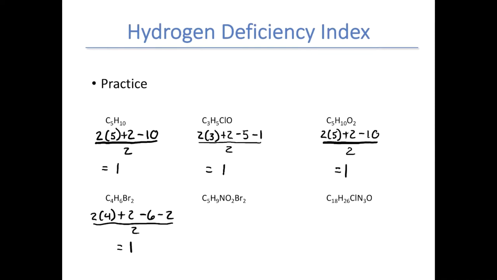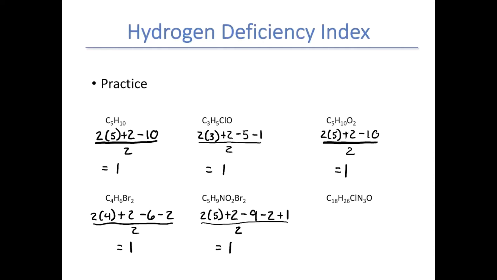And then looking at our fifth example, we have C5H9NO2Br2. Now this contains all of our possible heteroatoms. It contains a nitrogen, an oxygen, and a halogen. So we still do our calculation the exact same. So we have 2 times 5 for a number of carbons, plus 2. Subtract your number of hydrogens, subtract your number of halogens, and don't forget to add the number of nitrogens. It's a common mistake for students to subtract the number of nitrogens as well. Take all of that and divide it by 2. And you should get an HDI of 1.